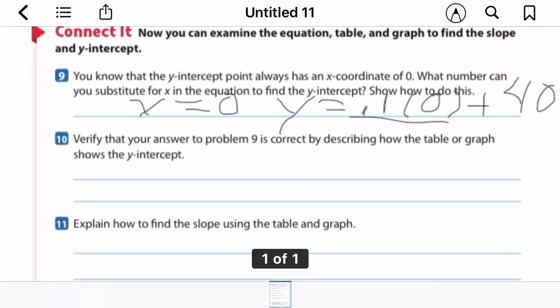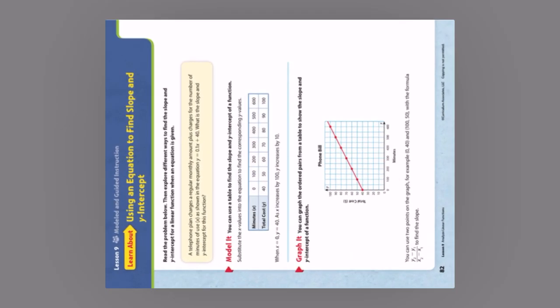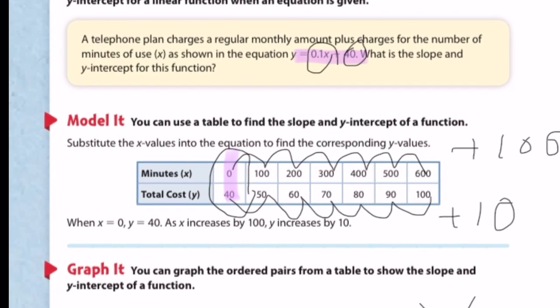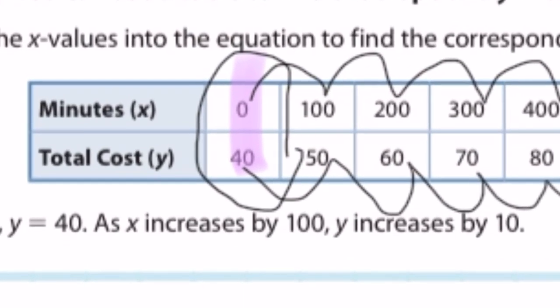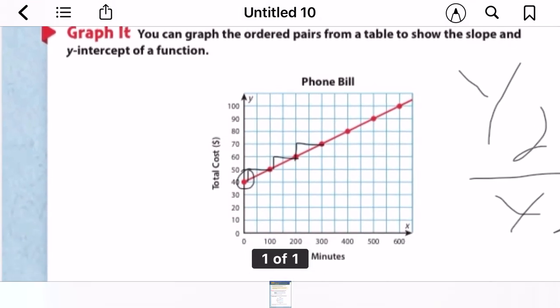Verify that your answer in problem 9 is correct by describing how the table or graph shows the y-intercept. So if we go back to that once again, the table or the graph. Now this is what you are going to explain. We've already explained it, but I'm going to re-explain it. In the table, it's when x equals 0. So it's this value right here. You can see it. We've already highlighted it. I'm going to re-highlight it. When x equals 0, there it is in the table. That's your y-intercept.